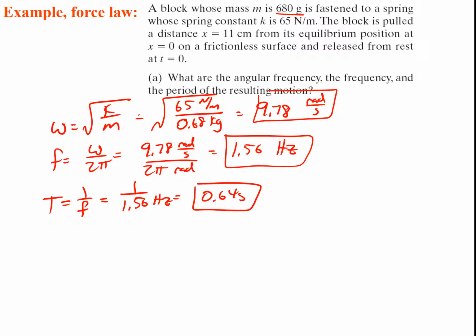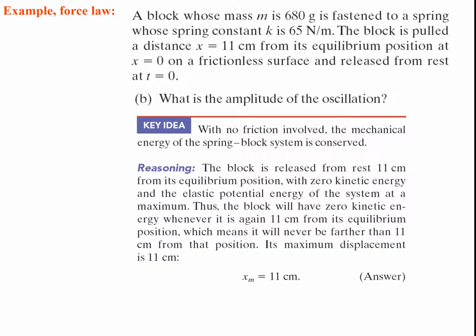All right, so this example continues on with a few more parts. The next part is asking, what is the amplitude of this oscillation? Well, there's no friction involved, and the mechanical energy of the spring-block system must be conserved. As it's oscillating back and forth, the energy is converted from potential to kinetic, back to potential, and so on and so forth. The block is released from rest at 11 centimeters from its equilibrium position with 0 kinetic energy. As you release it, it has no kinetic energy, which means it's all elastic potential energy from the spring.